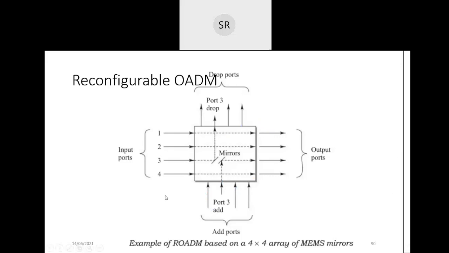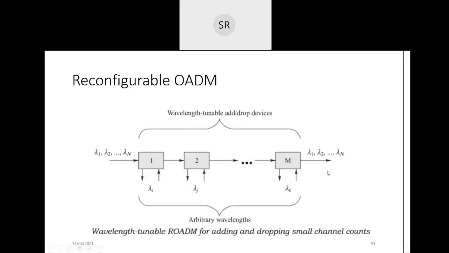We can say that it is about the drop ports, and we'll get this output. These are about the mirrors, just like we say it is about a mirror. So in that case, there are different components to be used to remove that particular wavelength or add that particular wavelength. Likewise, the output port here.